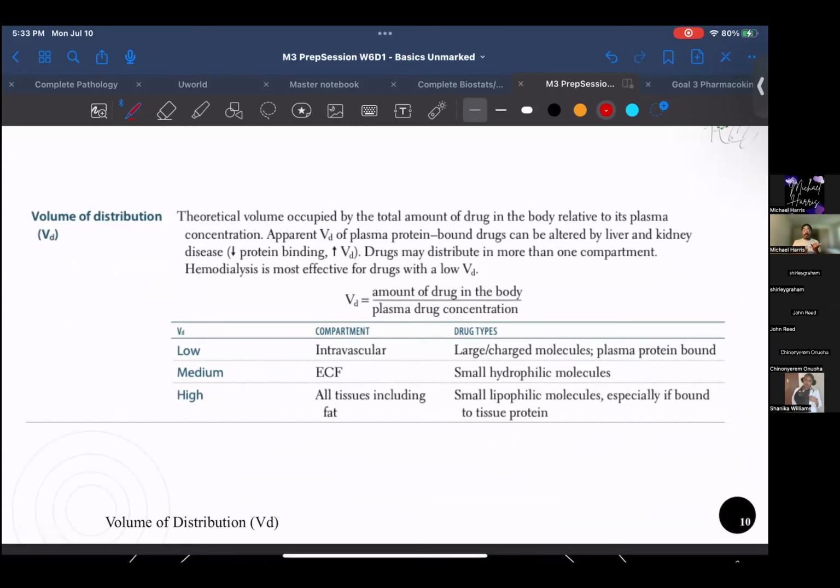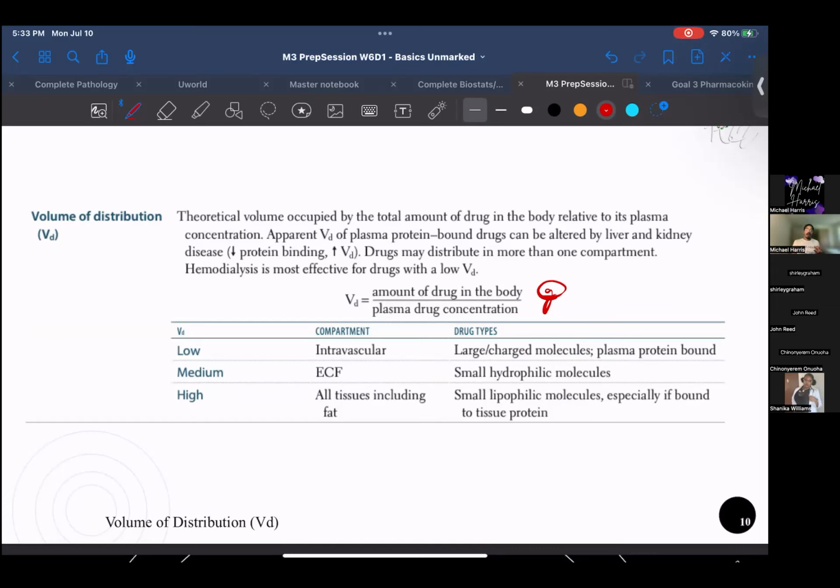Now, volume of distribution, we already talked about. The amount of a drug in the body, so that's the amount that you injected him with. This is the amount, the grams that you injected him with, divided by how much is in his plasma after you injected the drug. Okay? These two things is how you calculate volume of distribution.